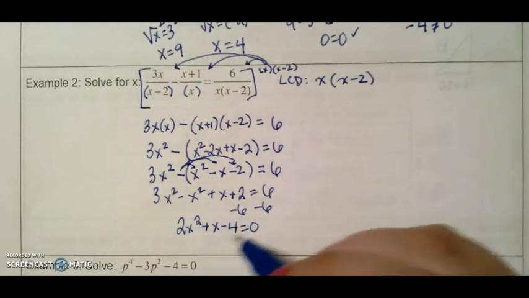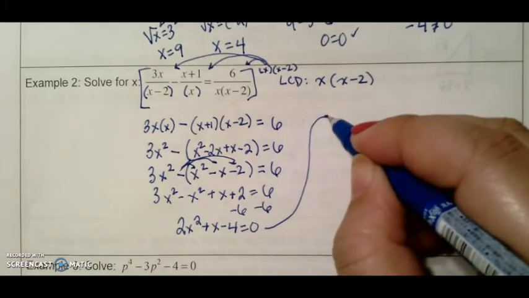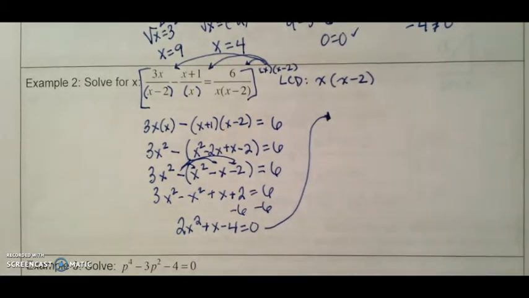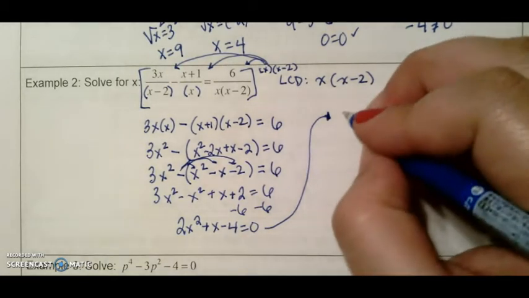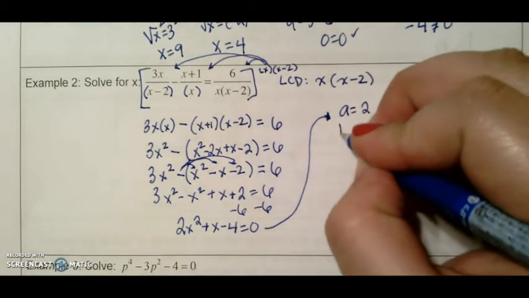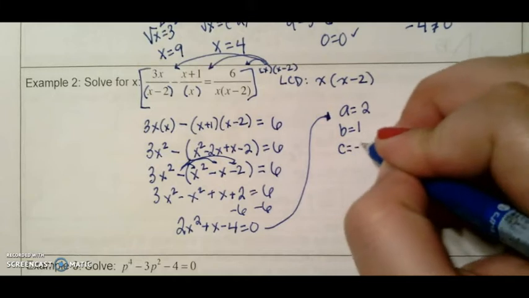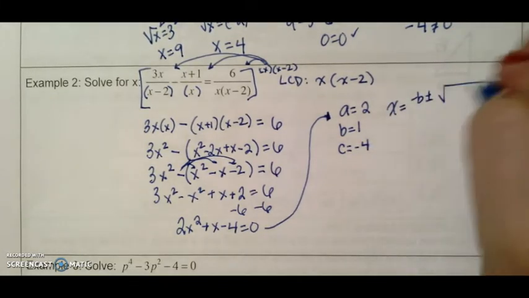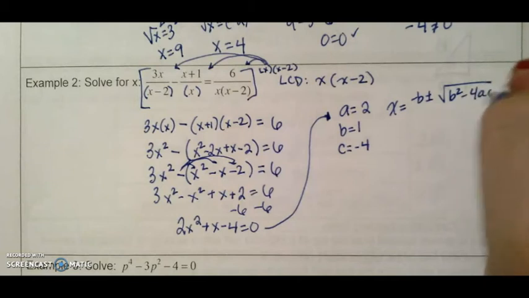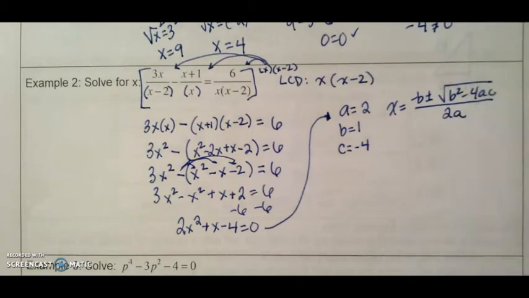So finally we've gotten down to our quadratic form, and now we're going to solve this using the methods that we've seen in the last few sections. Okay, now completing the square, I'd have to divide by 2 and I would get a fraction. It doesn't factor because I would have negative 8, which doesn't have any factors with a difference of 1. So we're going to use the quadratic formula. A is 2, B is 1, C is negative 4, x equals negative b plus or minus the square root of b squared minus 4ac all over 2a.